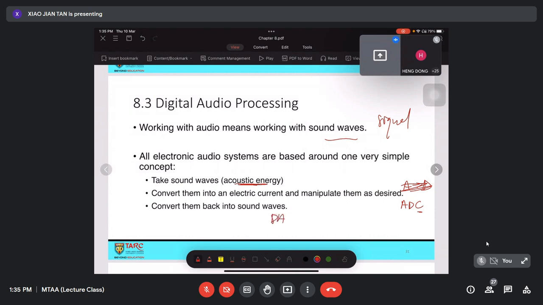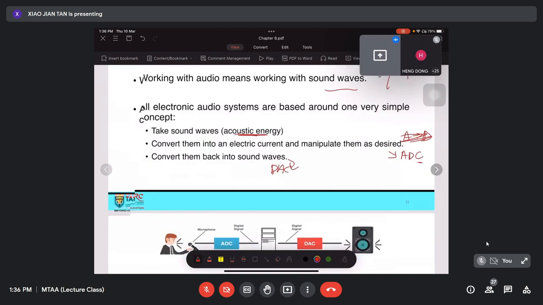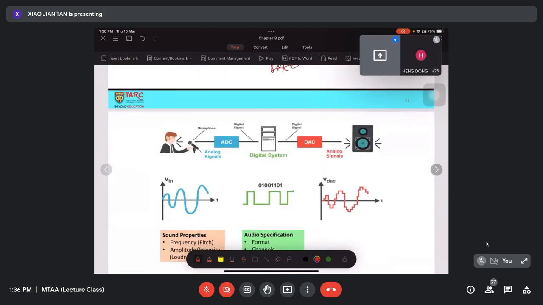Then convert it back to sound wave, so DAC. Okay, so this always happens, only these three steps, whereby you have a sound wave. You pick up the sound wave and because you want to process it, you convert it to digital. So you have ADC, analog to digital converter. Later on, after you process, you convert back to analog, which will be DAC, digital to analog converter. So these are the basic steps.